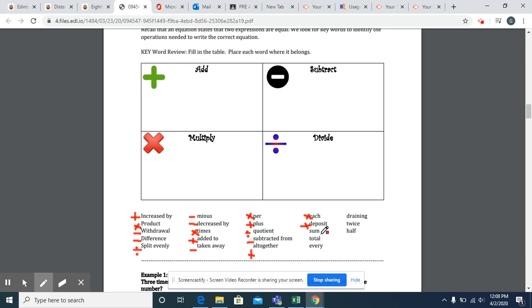The sum of, we're going to add. Anytime we're figuring out the sum of something, we're adding. Total, also to add. Draining, if we're draining something, we are taking away. Twice, anytime you see the word twice, it means to multiply, but it's going to be by two. So 2 times. If you hear twice the number, it's that number times 2.